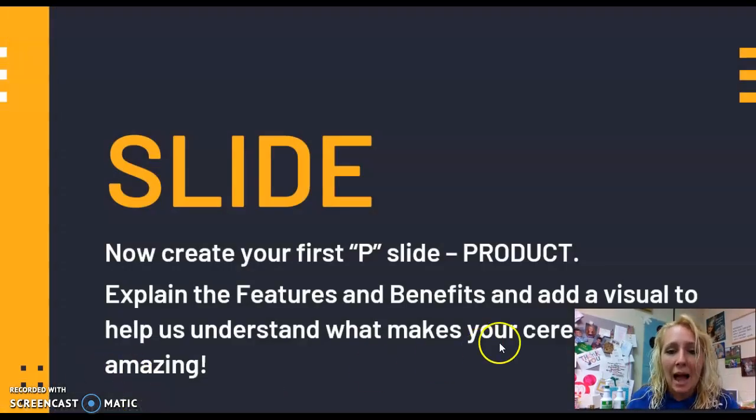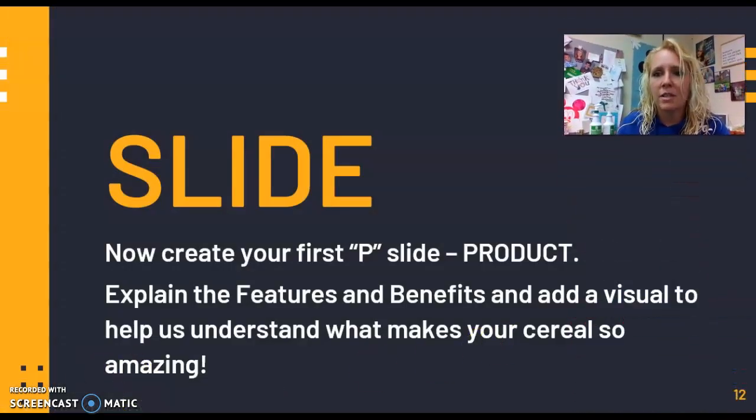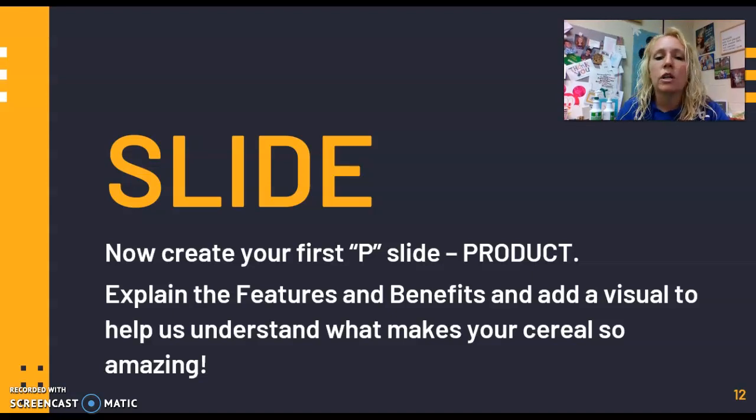So now that you've gotten your benefits and features figured out, now start your first P slide. This is for product. You're going to explain those features and benefits and add a visual to help understand what makes your cereal so amazing.